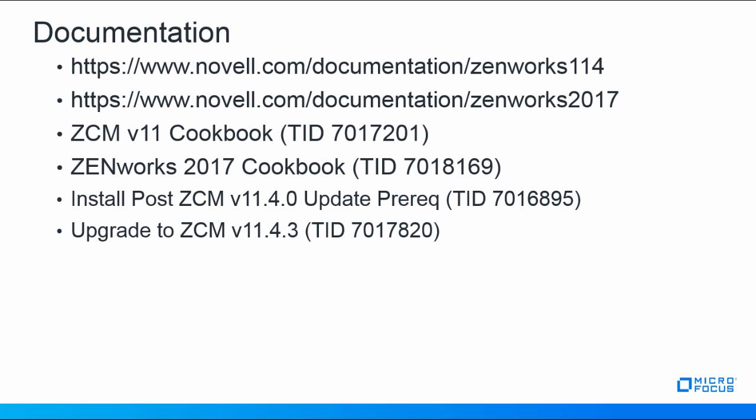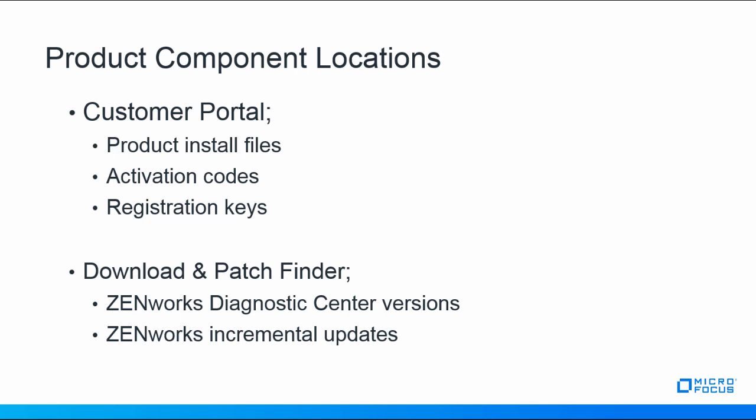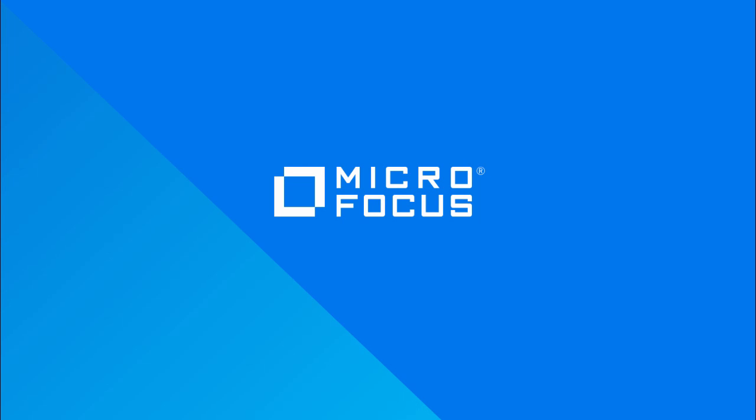Some documentation is listed here. An upgrade cookbook for version 11 in 2017 is also listed, as well as the TIDs for those upgrades that we did in this video. Some product component locations. The customer portal has product install files, activation codes, and registration keys, along with the download and patch finder has ZENworks Diagnostic Center versions and ZENworks incremental updates. This concludes our ZENworks Configuration Management version 11.4.3 install tutorial video.